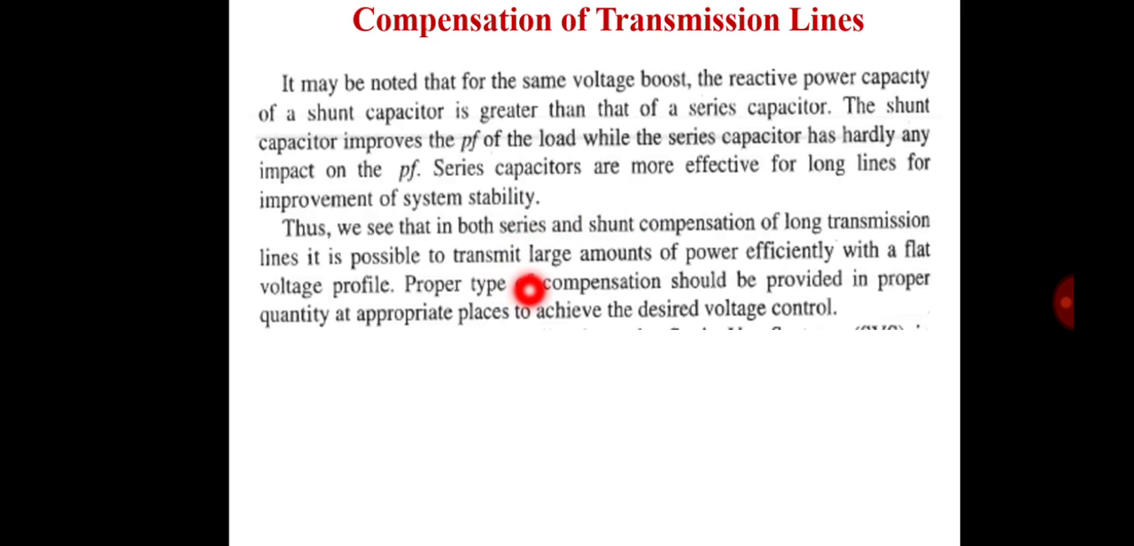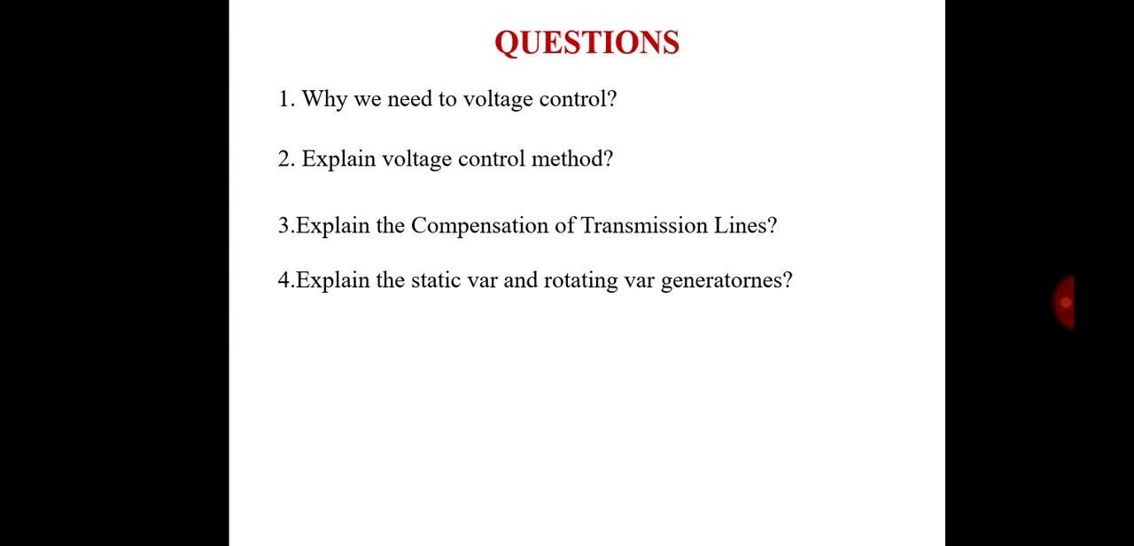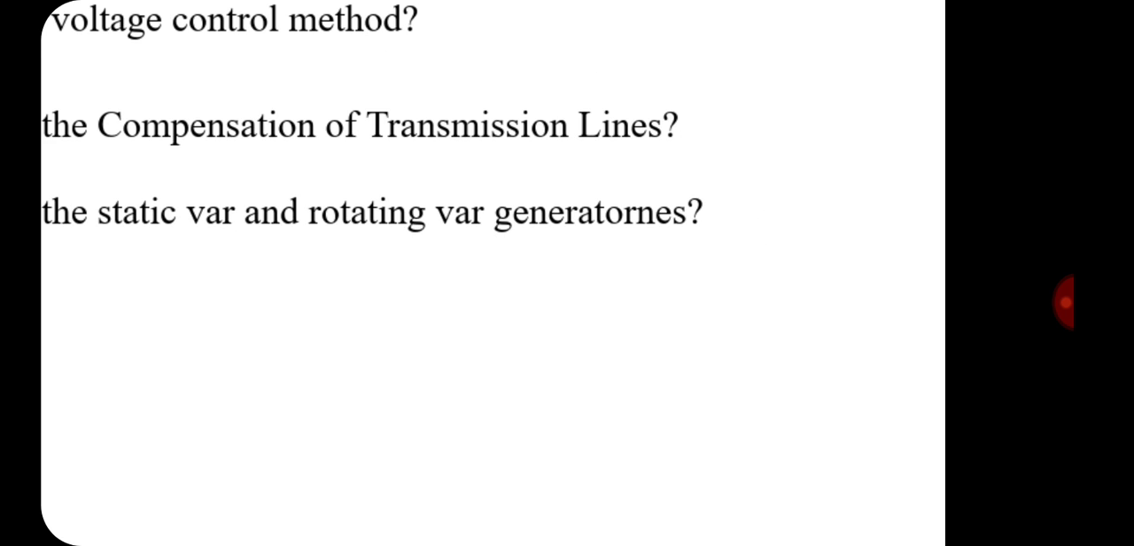Thus we see that in both series and shunt compensation of a long transmission line, it is possible to transmit large amount of power efficiently with a flat voltage profile. So proper type of compensation should be provided in proper quantity in appropriate places to achieve the desired voltage control. Okay, means for voltage control we use the compensation method, shunt and series capacitor.